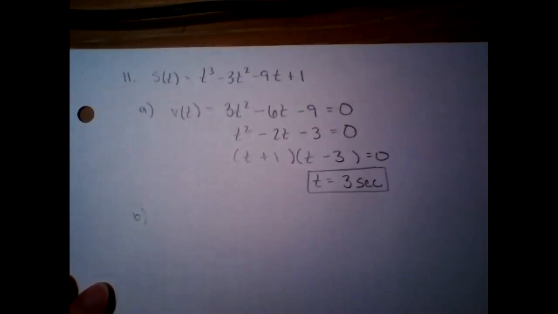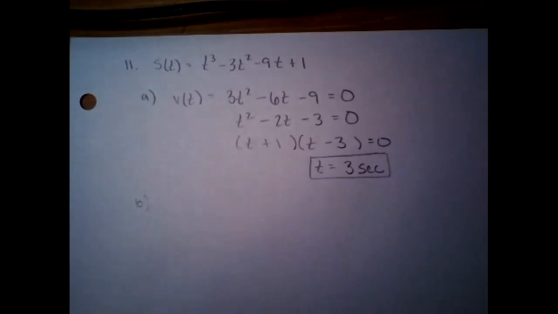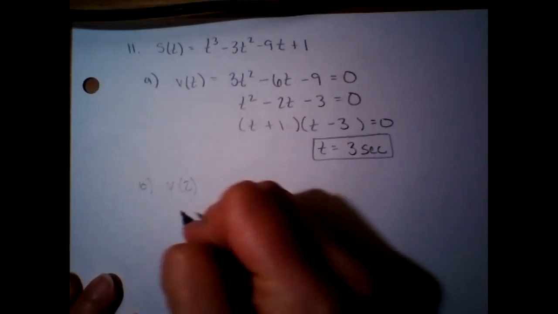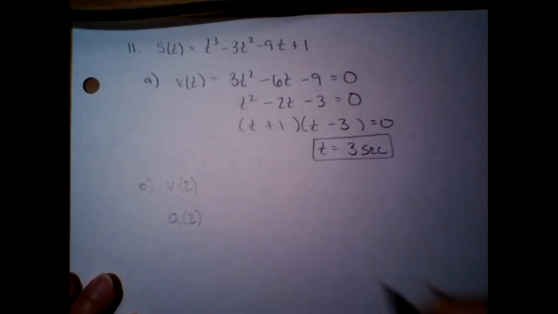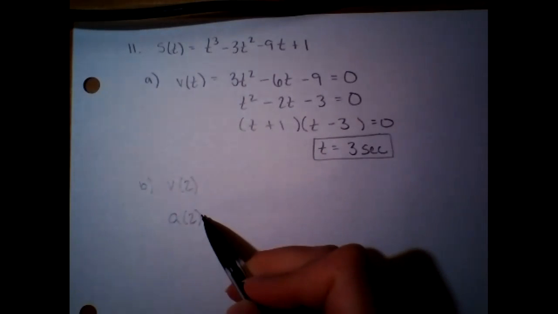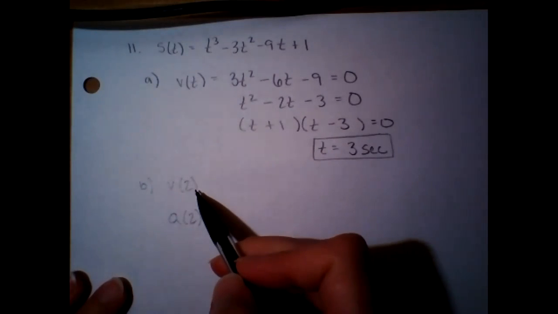So for 11B, we're being asked, is the particle speeding up or slowing down at time 2? Oh, you know what? I guess I didn't need part A for that. Whoops. Oh, well, you got part A done for you as well. So we're going to get the velocity at 2 and the acceleration at 2 and compare their signs. So actually, I don't need the actual value, just whether it's positive or negative.